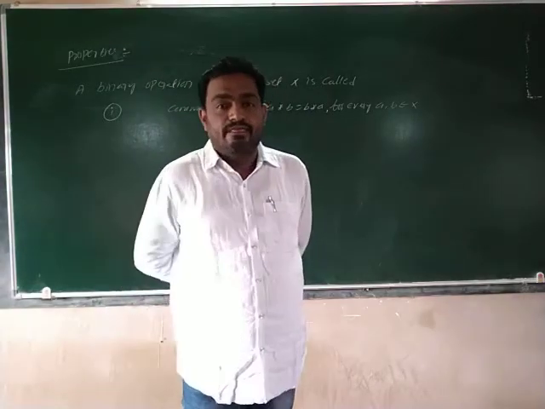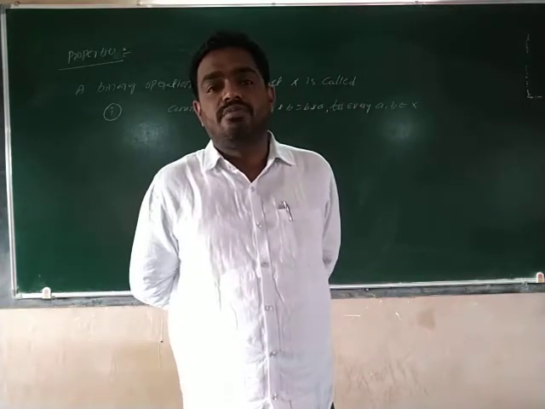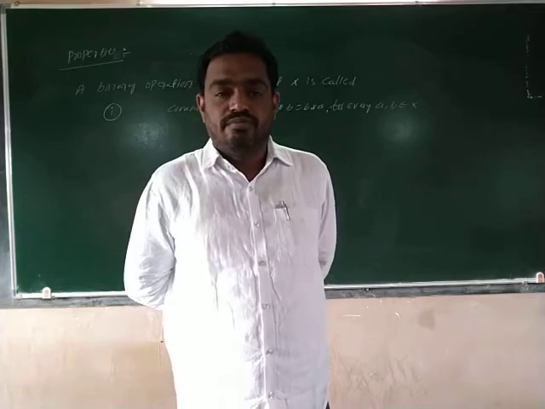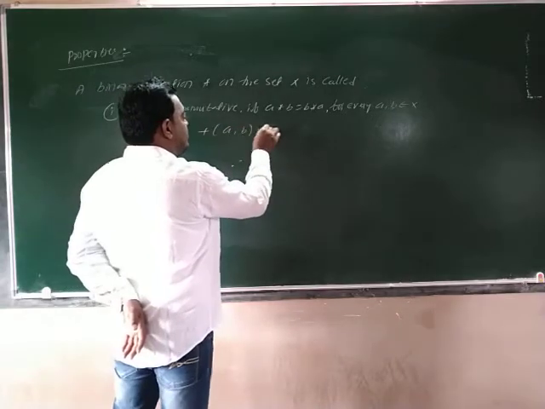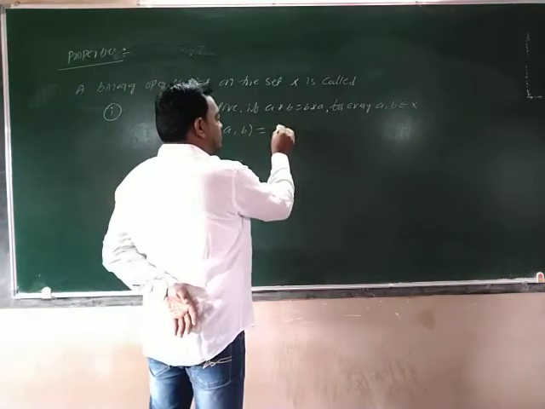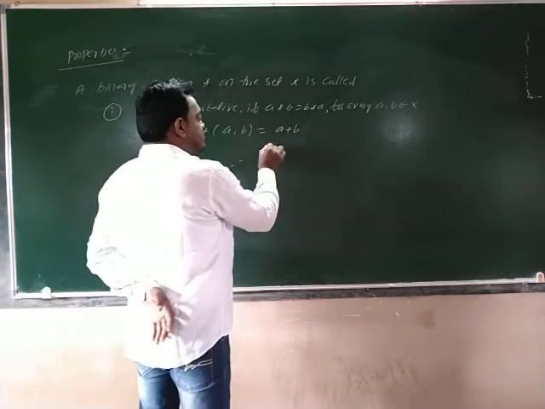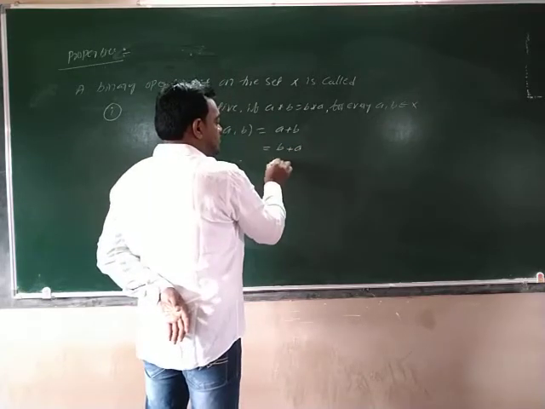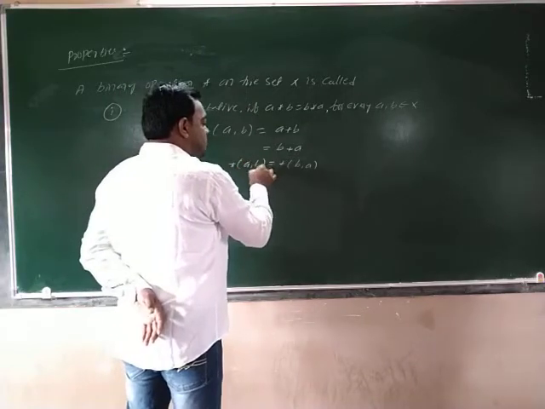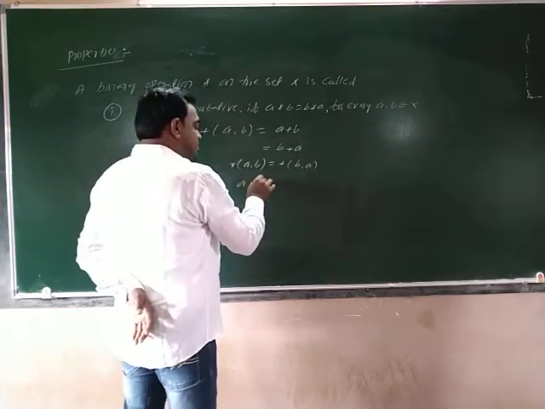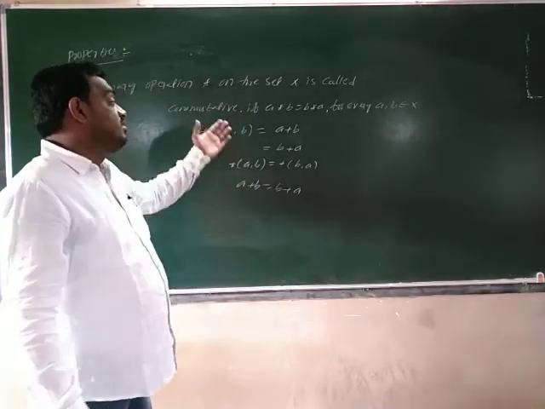Now, addition is always commutative. How? A plus B is always equal to B plus A. So plus on A comma B is equal to A plus B, and we can write it as B plus A also, which is plus on B comma A. That is, plus on A comma B is equal to plus on B comma A, nothing but A plus B is equal to B plus A. Here plus is commutative.